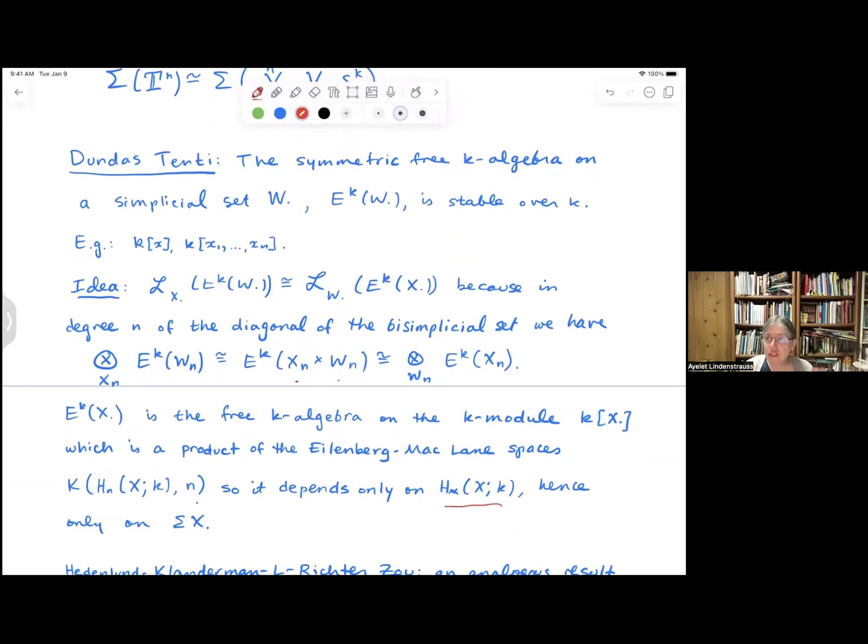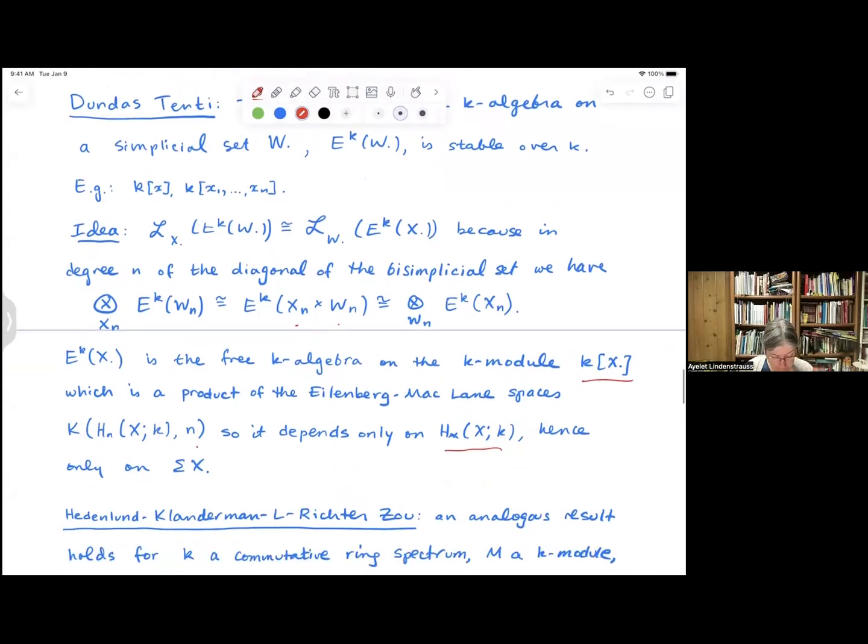But of course, the homology is preserved by going to the suspension. So if the suspension of X is the same as the suspension of Y, I know that the homology groups of X and Y are the same, and therefore I know that KX is homotopy equivalent to KY, and I get the same free guy.